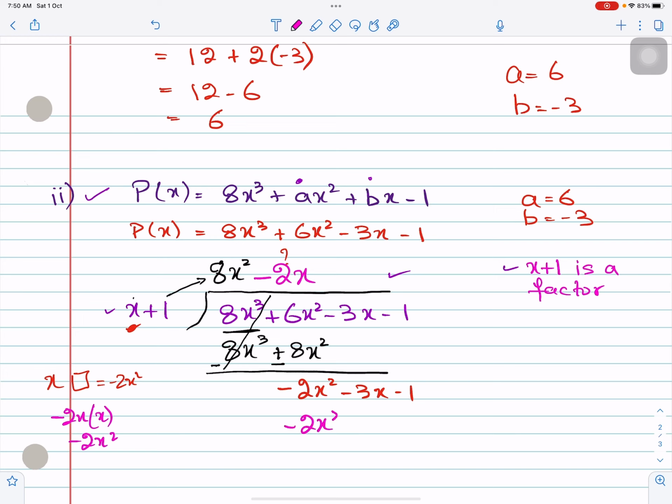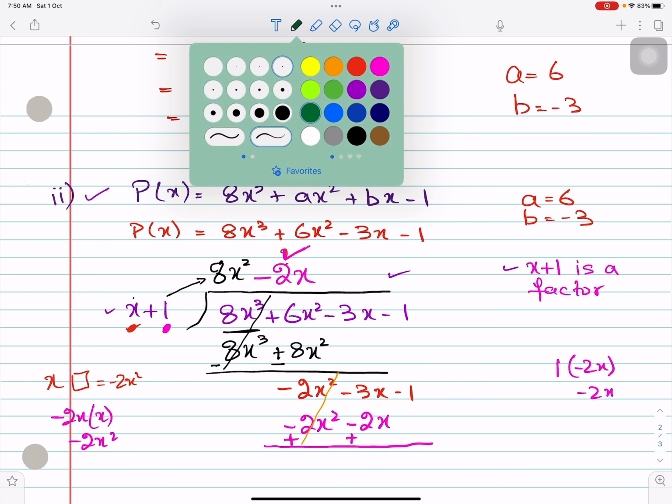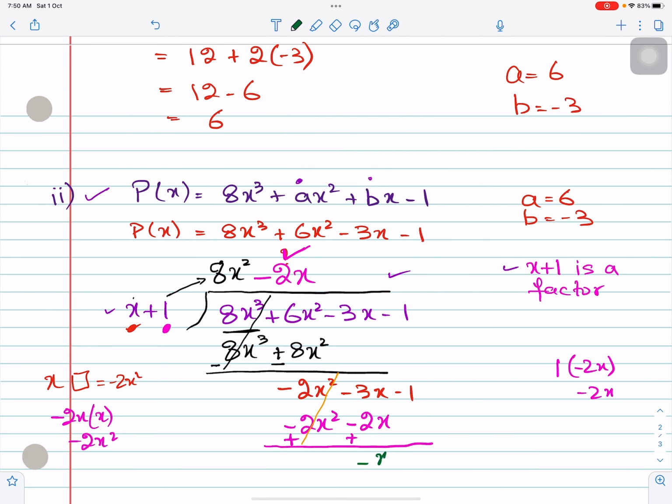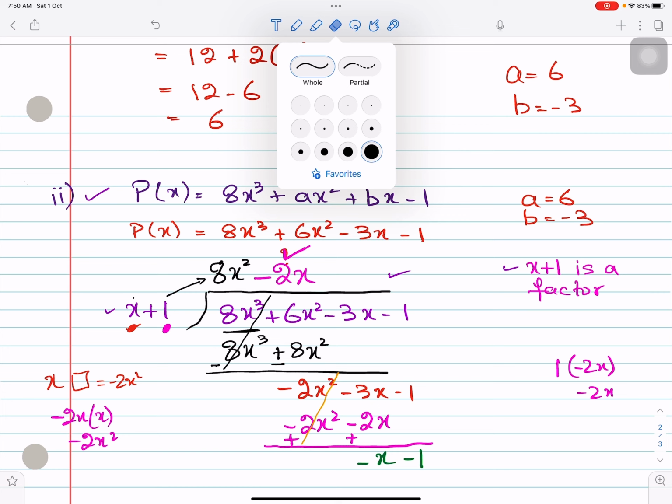So minus 2x square. Now this one will also multiply by minus 2x. So it will become what? Minus 2x, because plus 1 multiplied by minus 2x is equal to minus 2x, right? So now you will subtract again, just like you do in long division. The signs will change here. So minus 2x square and plus 2x square will cancel out. So now minus 3x plus 2x is minus x minus 1. Now let me just erase it. It is a little dirty, so sorry, so that the screen looks a little better.